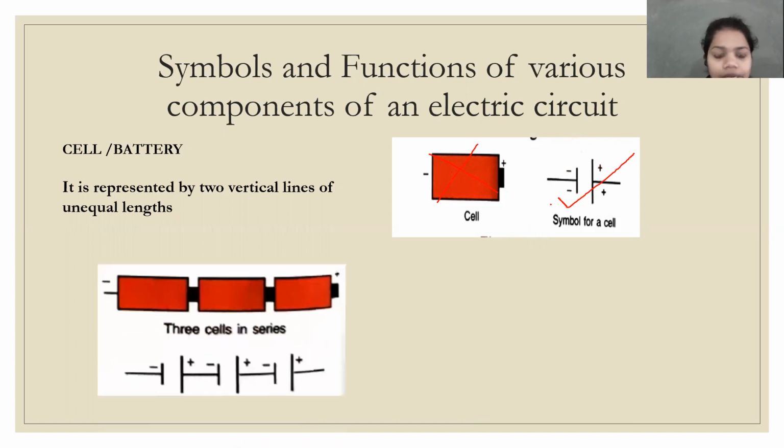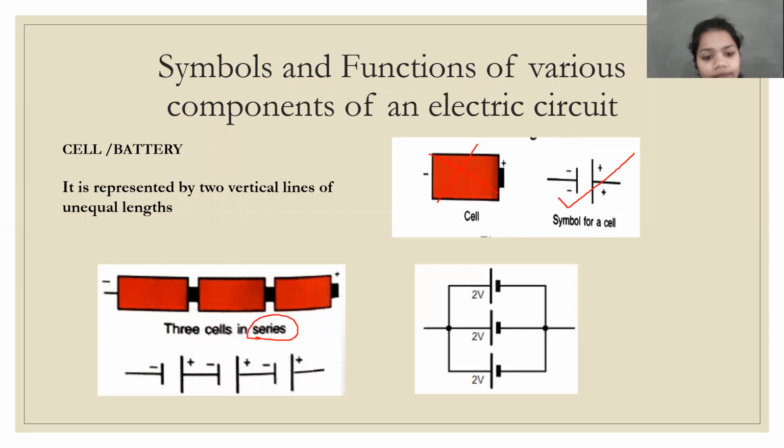If you connect multiple cells, it becomes a battery. This is the symbol for a battery, which means multiple cells are there. Notice how the positive and negative are connected: the positive of one is connected with the negative of another. Every time you connect a cell, keep in mind that the positive of one should be connected to the negative of another cell. This is a series connection, and this is how you connect three cells in series. Next is parallel. If you have parallel connections, this is how you draw it. This is the symbol for a parallel connection.